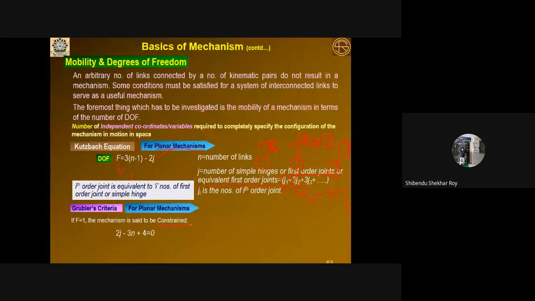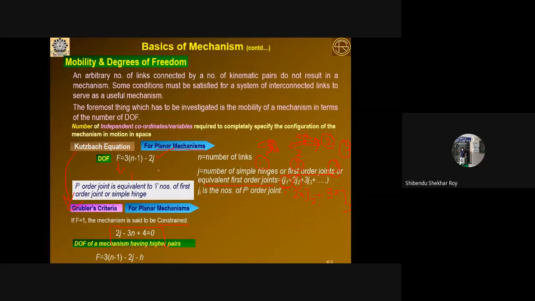So a mechanism having 1 degree of freedom is called a constrained mechanism, and in that sense your four bar linkage and slider mechanism are both constrained mechanisms. This criterion is known as Grubler's criterion. It comes from the Kutzbach equation only. From the Kutzbach equation, putting degrees of freedom equal to 1, the equation you get is called Grubler's criterion. So it is nothing new; it is only the Kutzbach equation with degrees of freedom equal to 1 for a constrained mechanism.